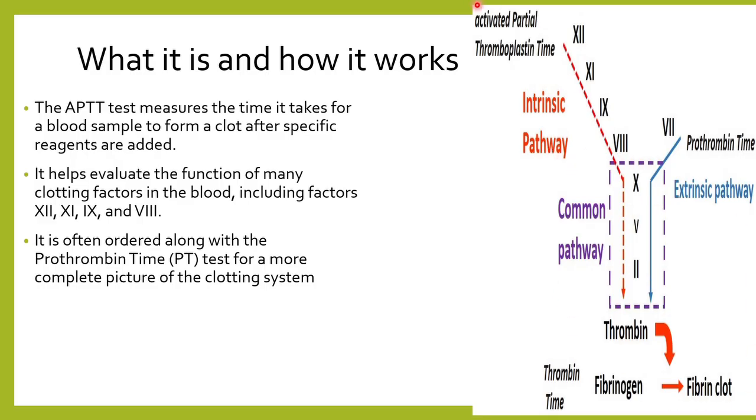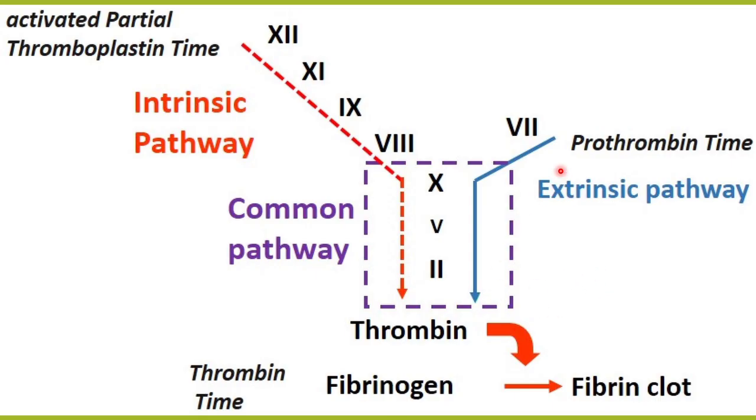So I've told you that this APTT measures the intrinsic pathway. The intrinsic pathway is your factors 12, 11, 9, 8 and also the common pathway. So all these are the factors which are evaluated by this APTT. And usually it is ordered with PT in most of the cases to get a complete picture of your clotting system. So this is your extrinsic pathway and this is your intrinsic pathway.